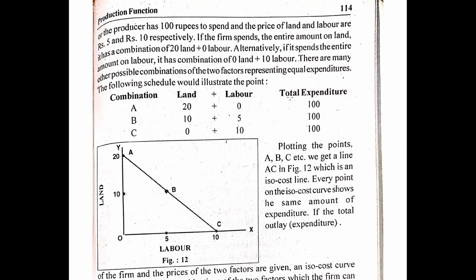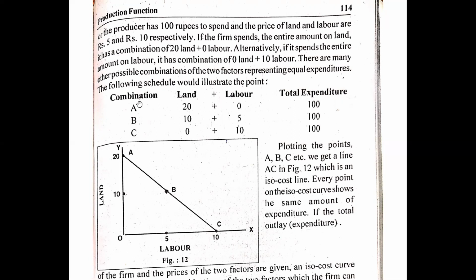So guys, when any firm has a limited amount of money, it needs to adopt a combination from which it gets higher production. In the given budget, whatever the availability of money we have, we need to adopt a combination which gives us more production at a lower cost.